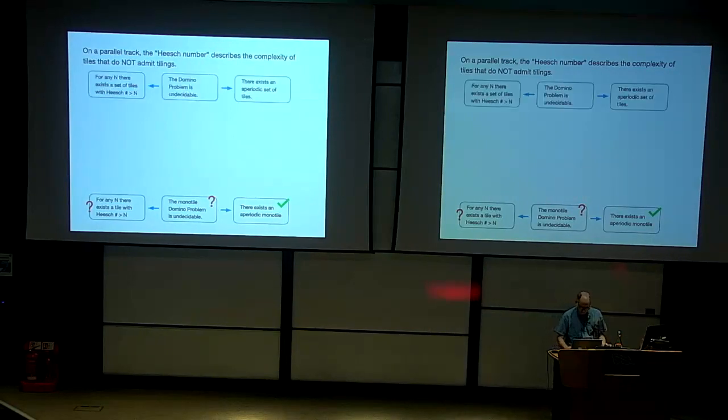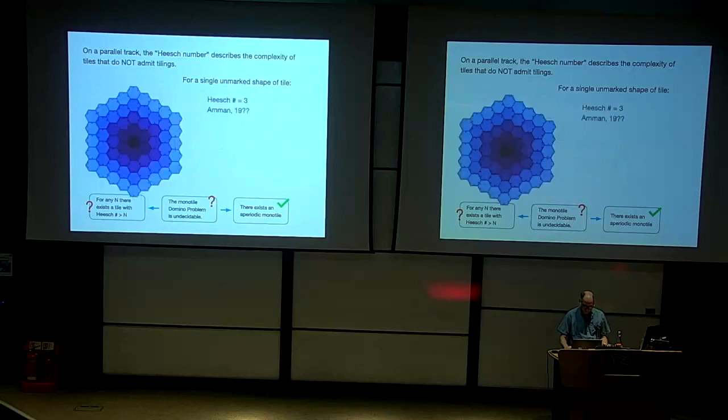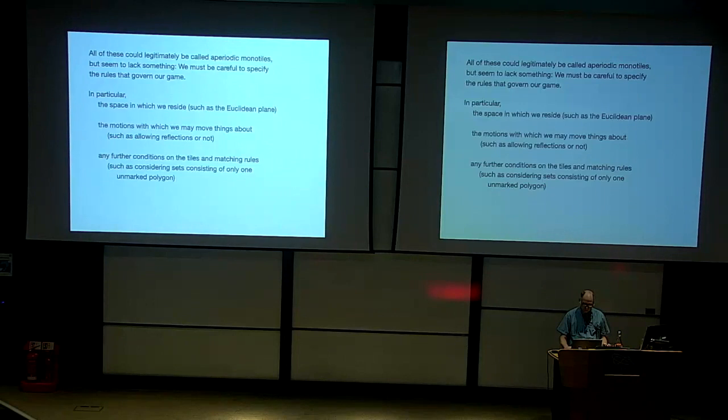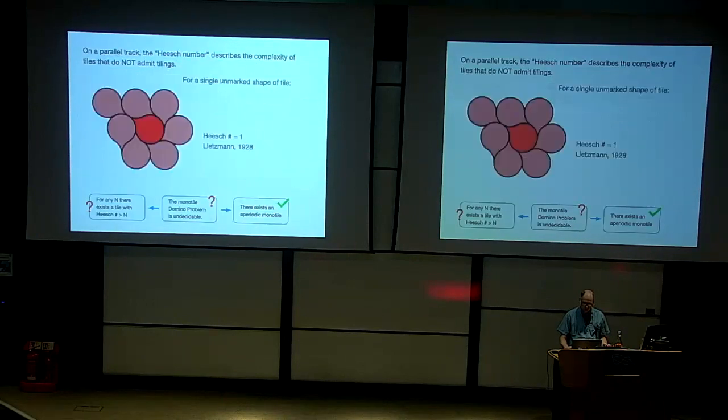I don't understand what the monotile domino problem is. Oh, thank you very much. So in the context of a single unmarked shape of tile, that's the context, then we ask, is the domino problem undecidable? So we might as well call that the monotile domino problem. If the input is a single tile, and the decision question is, does it admit a tiling? And thank you for that, I'm rushing a little bit.